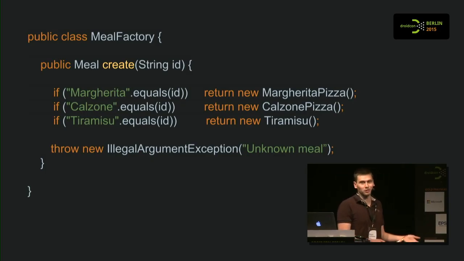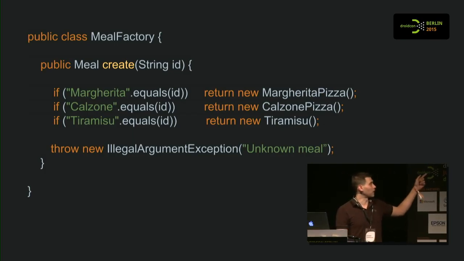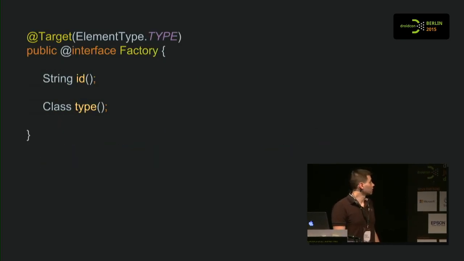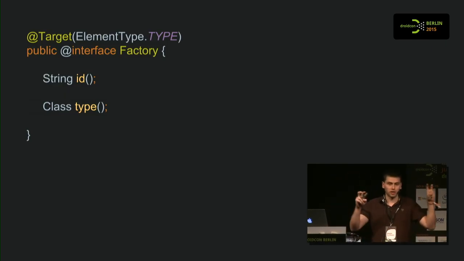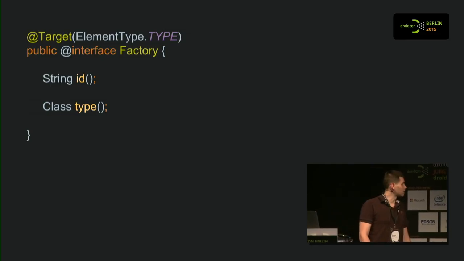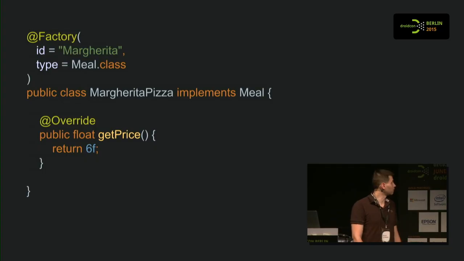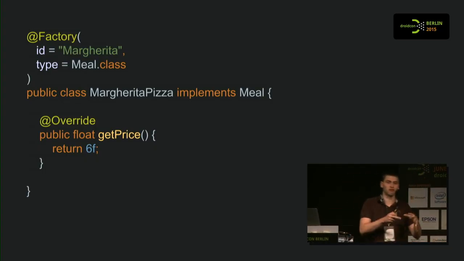This talk is not about design patterns. It's about annotation processing. And guess what? Now, instead of writing that by hand, we want to generate that kind of code. So let's get started. First, we define our annotation, like AddFactory. We have a string ID, which is basically what the user types in, which would be Margherita, for instance, or tiramisu. And then we define a type. The type class is, for instance, Meal.class. Everything with the same type gets grouped together in one factory afterwards.